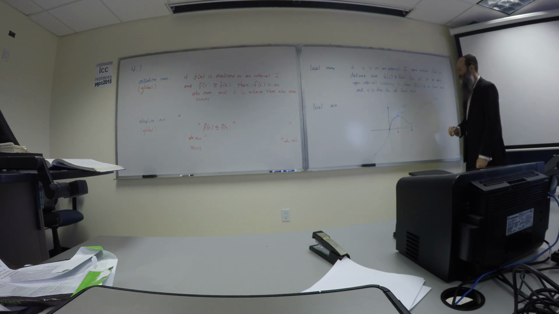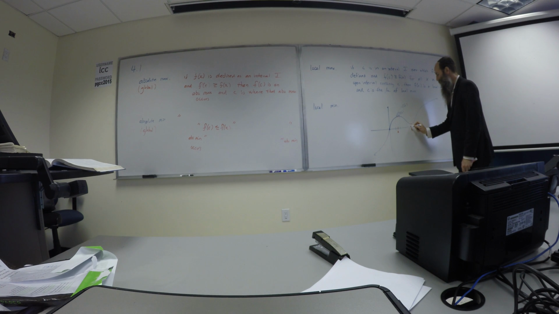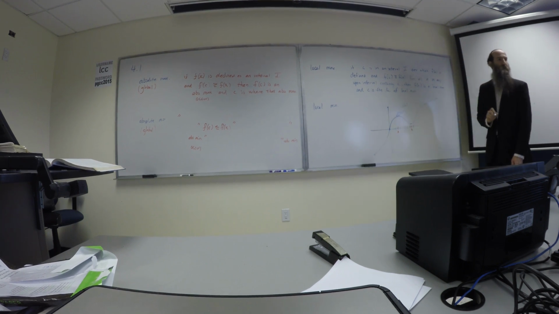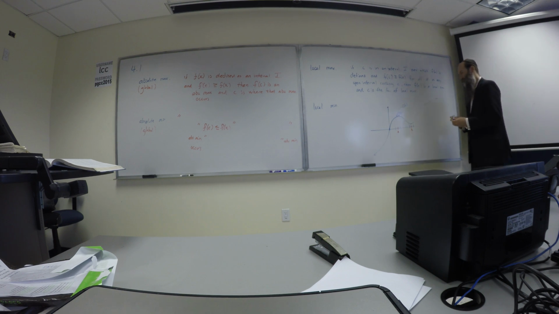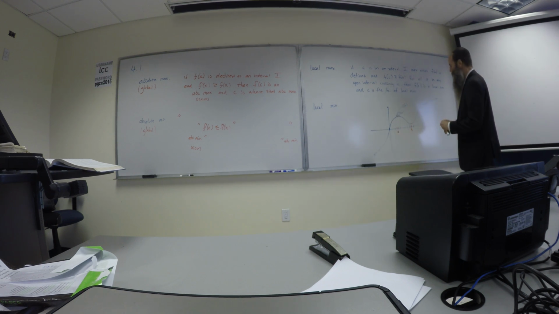So now you also have a local min according to the definition. I could create some open interval where this would be the lowest point on that interval. So that's going to be your local min. Okay? All right, now we're going to change the picture a little bit.